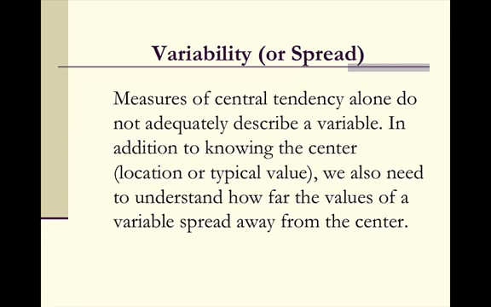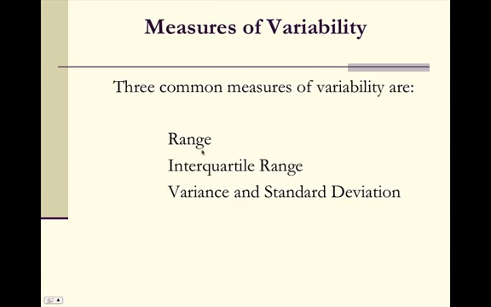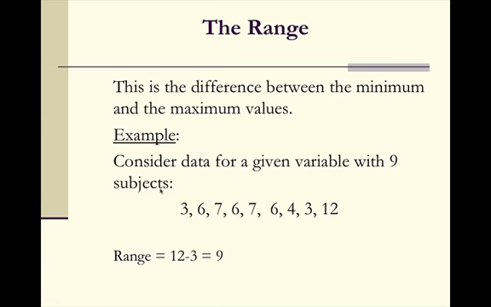Variability, or spread: the measures of central tendency do not adequately describe a variable. In addition to knowing the center of numbers, you also need to know how far the values of a variable spread away from the center. Basically, how far they can go to the right, how far they can go to the left. There's common measures of variability: the range, the interquartile range, variance, and standard deviation.